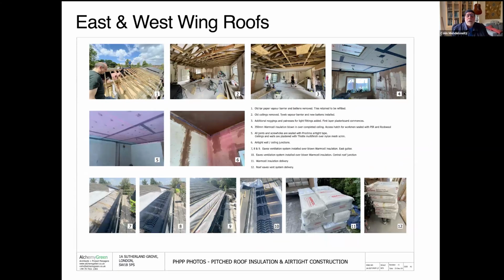So when we started, the first thing we did was take all the roof tiles off, take off the old tar paper, and replace the tar paper with Tyvek and new battens, and reuse the old existing tiles.